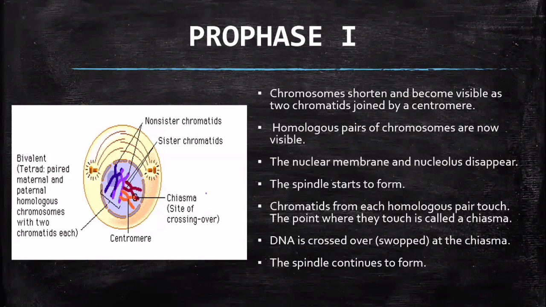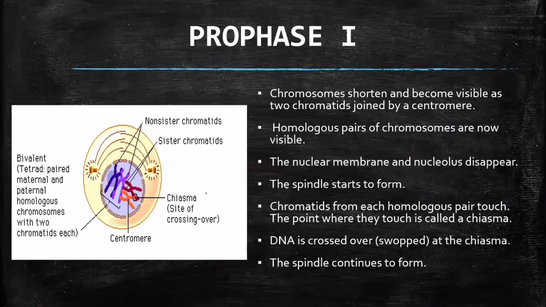Now, as they touch, something very special occurs there. They touch because they are trying to exchange information. But which information? Genetic information, or genetic material, to bring about variation. And as the crossing over still occurs, more of the spindle fibers continue to form.